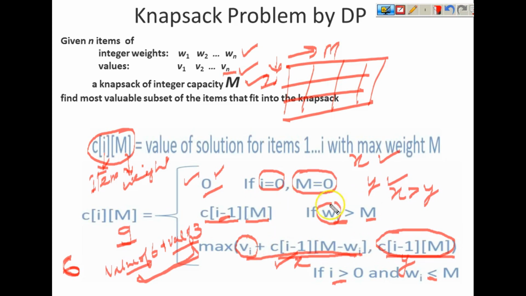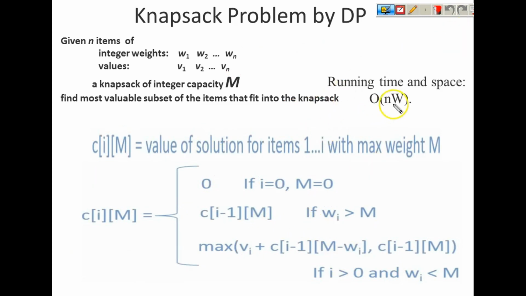Now we'll see how to make use of this given information. We will take one example, and before we go to the example, note that the running time and the space will be O(n times w), where n is the number of items and w is the capacity of the knapsack, because we are going to make a matrix of this order, n cross w.